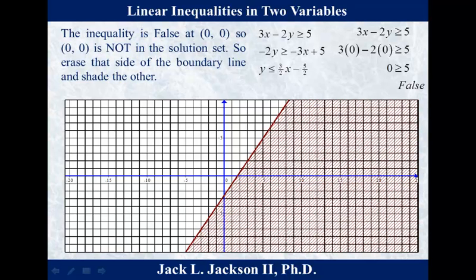Let's check it out. 3 times 3 is 9. Negative 2 times 2 is negative 4. 9 minus 4, that is 5. So that's on the boundary line. Now, which side do we shade in?